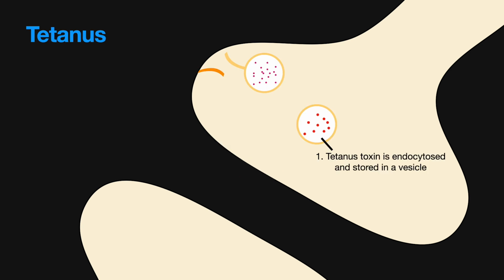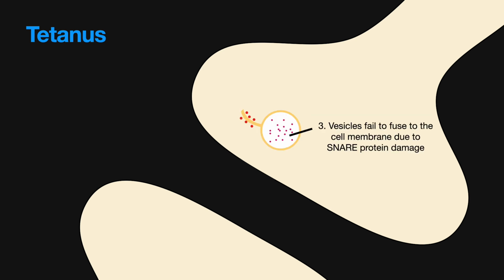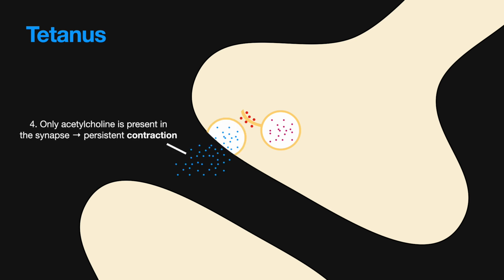In tetanus, tetanus toxin is endocytosed and stored in a vesicle within the neuron. The toxin then binds to and degrades those snare proteins. This prevents vesicles containing GABA from fusing with the neuron membrane, preventing release of GABA into the synapse. In the case of tetanus, this means that only acetylcholine is present in the synapse, resulting in persistent muscle contraction.